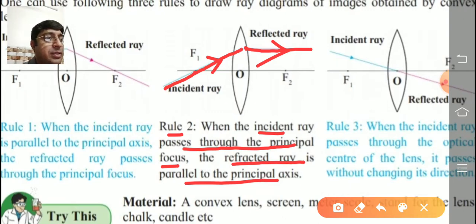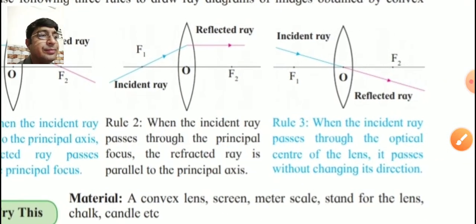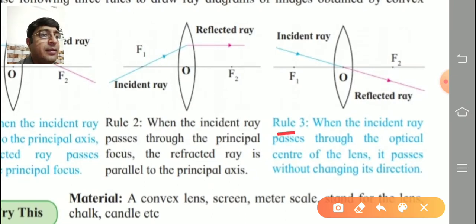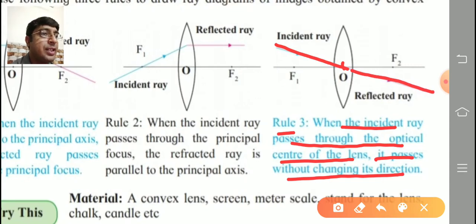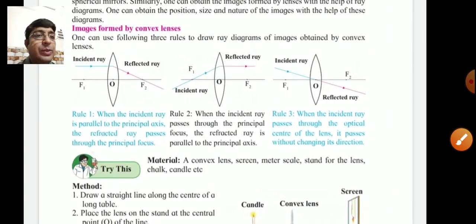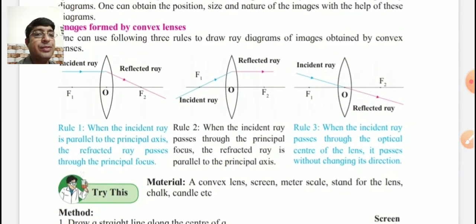And what happens in the third one? Check. When the incident ray passes through the optical center of the lens, this O means the optical center of the lens, it passes without changing direction, means it passes in a straight line. No deviation takes place. So in this way, these are the three rules used to draw the ray diagram using a convex lens.